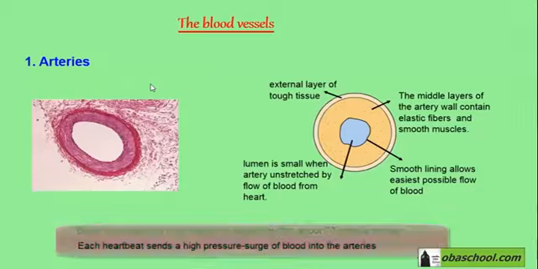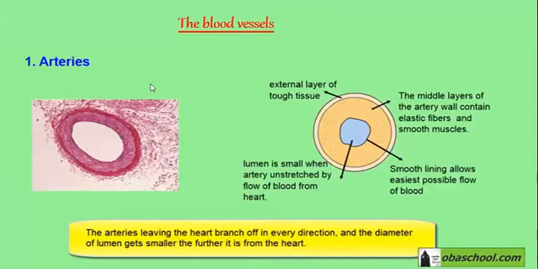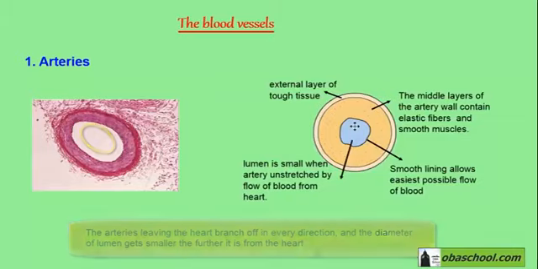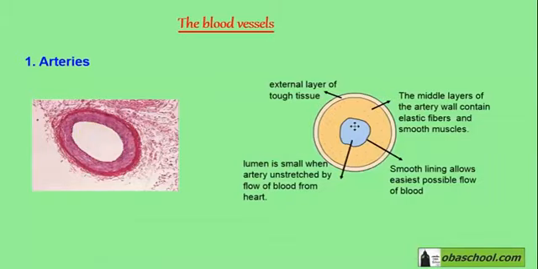So because of this high blood pressure, the structure of the arteries should allow them to be able to withstand this pressure. They branch in every direction, and the diameter of the lumen, which means how much empty space we have on the inside, gets smaller the further it is from the heart, which means the three layers of the wall that we talked about, the external layer, the middle layers, and the smooth lining, are going to get thicker. So the further we are away from the heart, the more materials we have making up the solid full space of the artery and the less empty space for blood we have. So this is the structure of arteries.